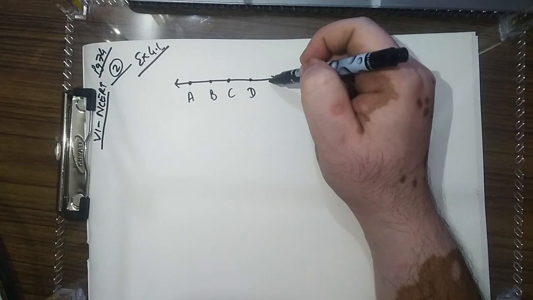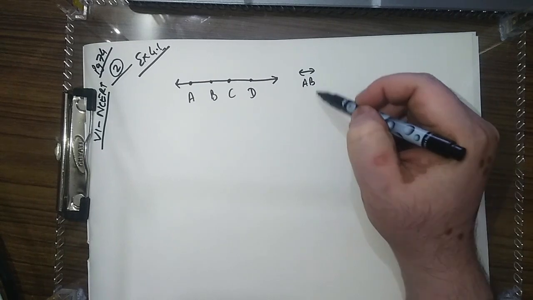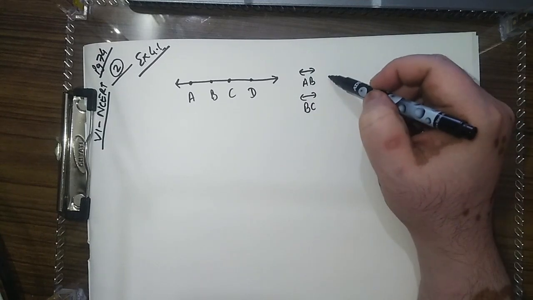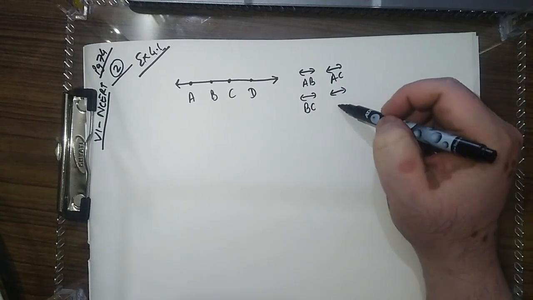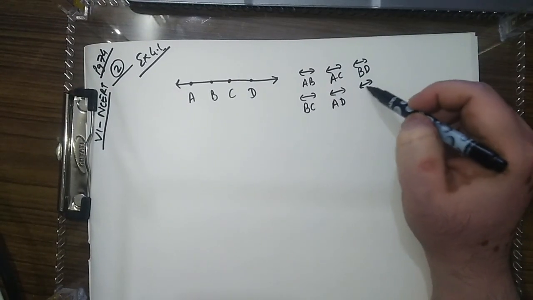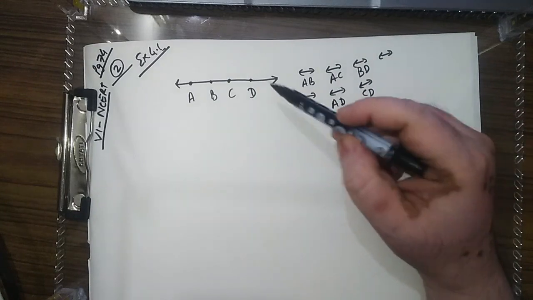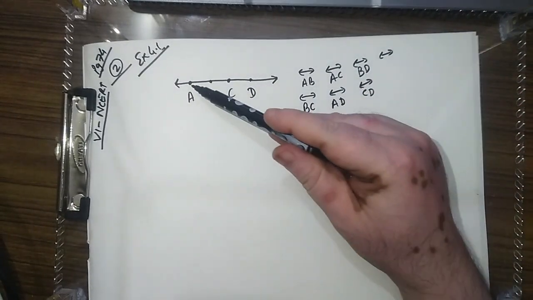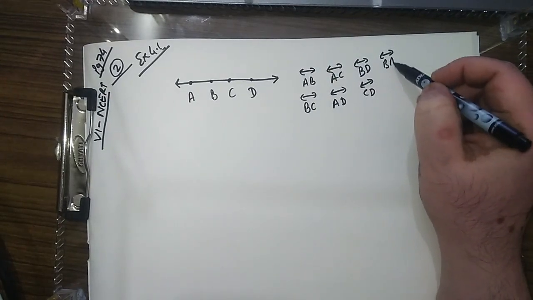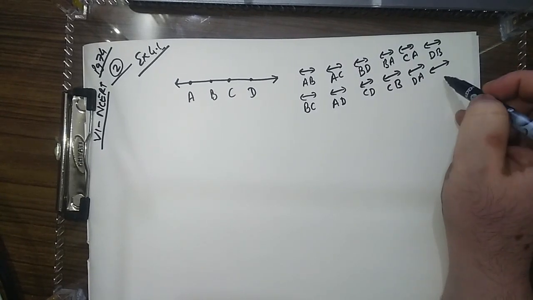Now how can we name this line? Either we can say that this line is AB, or BC, or AC, or AD, or BD, or CD. BD is done, CD is done, AC is done. So we can say this as BA or CB, CA or DA, DB or DC.